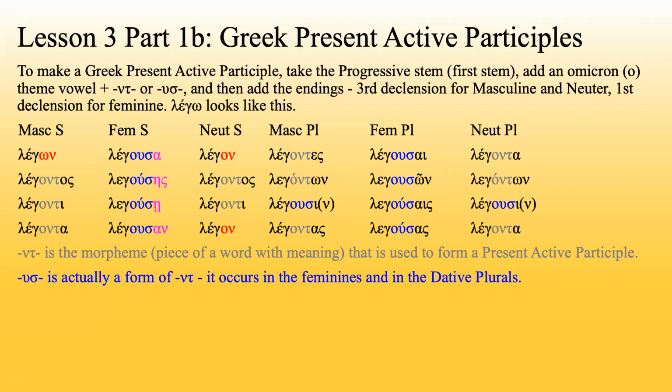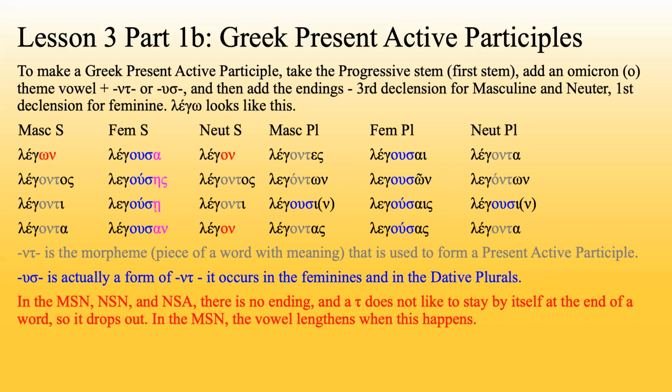So you can either memorize nu tau or sigma as being the indicator, or you can memorize that nu tau is the indicator and that upsilon sigma is another form of it. Whichever way works better in your brain is fine. Now, this upsilon sigma shows up in the feminines in all forms, then also in the dative plurals. Why in the dative plurals? Because that's what it does.